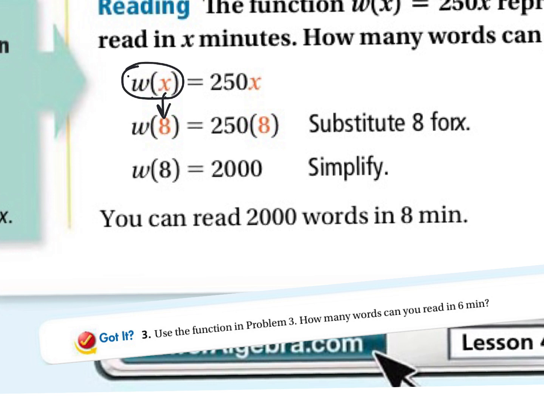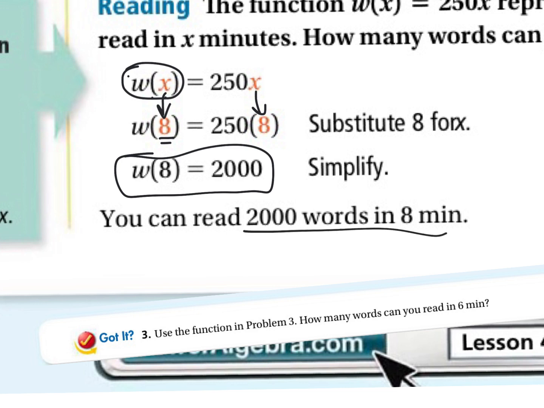If you do it this way, you don't do anything with the left side. It's not like it's w times 8. It's just saying we're substituting an 8 in place of the x. So substitute 8 in place of the x. 250 times 8 is 2,000. So that means we can read 2,000 words in 8 minutes.